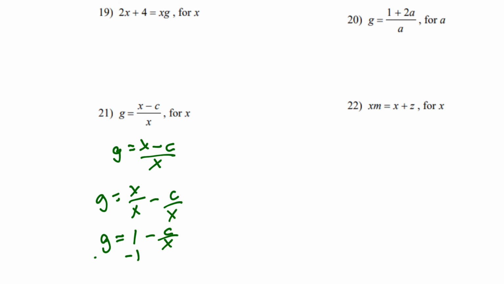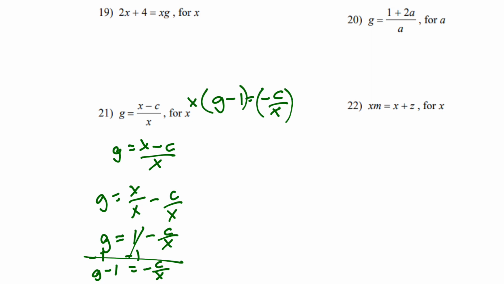So, of course, I'm going to go ahead and subtract 1 from both sides first. So that will cancel out, and I will end up with g minus 1 on one side equals negative c over x. All right? G minus 1 equals negative c over x. All right. Now, again, I still want to get that x by itself, so I'm going to go ahead and multiply both sides by x. All right? And I'm going to get x times g minus 1 equals negative c. These are going to cancel out. X divided by x is 1.